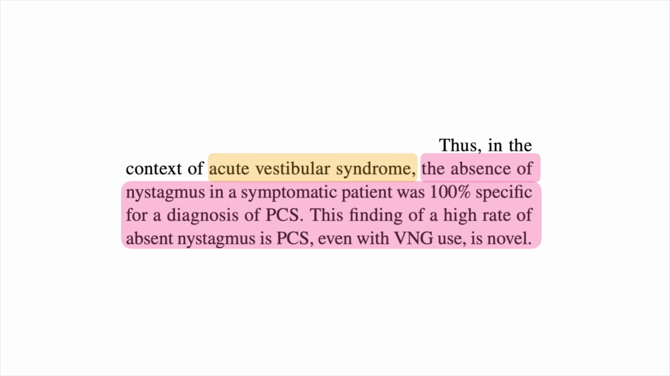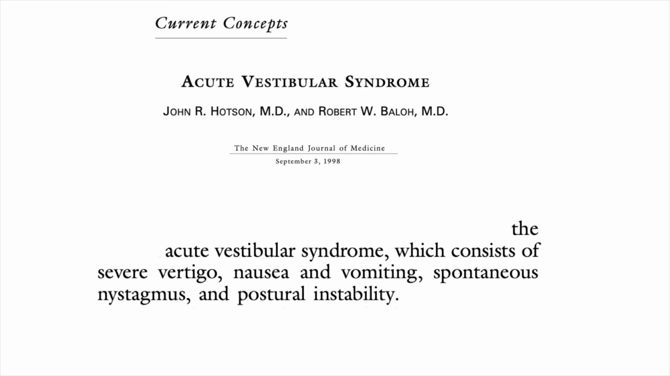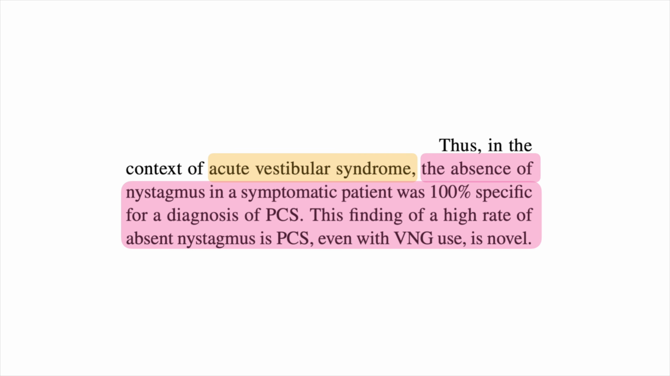When I read this, I felt it lacked face validity. First, because in the original paper about acute vestibular syndrome by Hodson and Balow, nystagmus was part of the definition, so patients without nystagmus don't have the acute vestibular syndrome. And secondly, we've all seen patients who complain of constant dizziness, have no nystagmus, and don't have a posterior circulation stroke. So how do they find that all of them did?